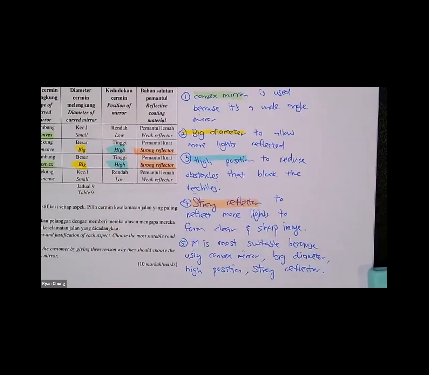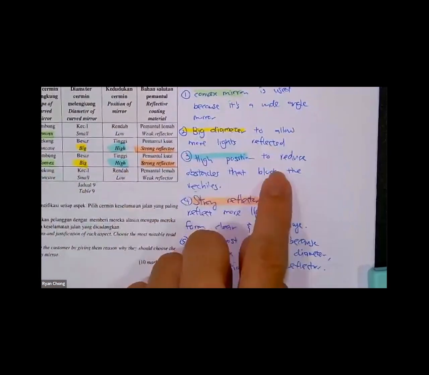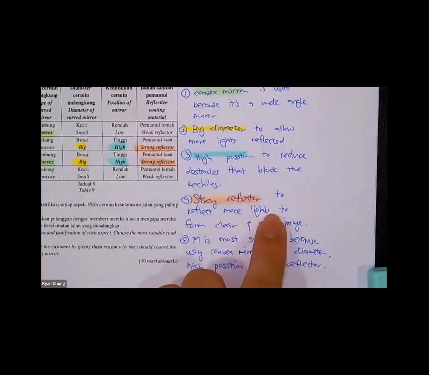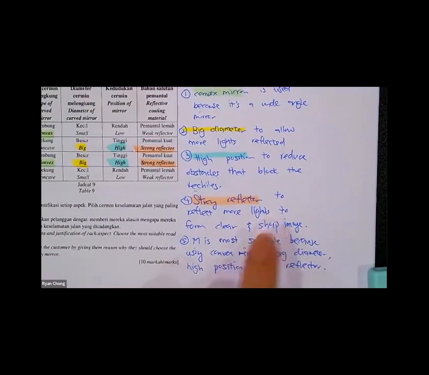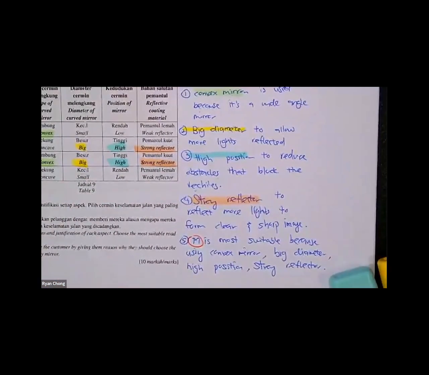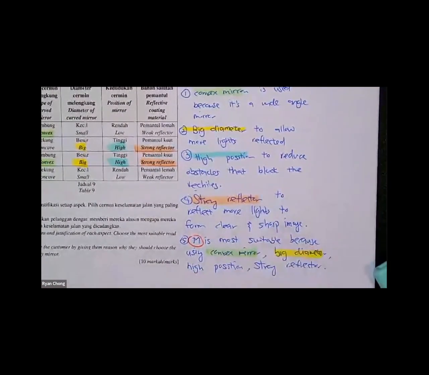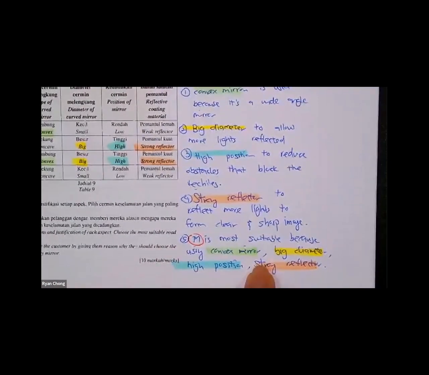Okay, so one choice, one reason. One choice, one reason, one choice, one reason. Here, 4 choices, 4 reasons, 8 marks. The last mark will be you choose M. You choose M, and then the 4 reasons: convex mirror, big diameter, high precision, strong reflector. Rewrite back the choice that you put, 1 mark, and then the reasons for the choices. Then you get 8 marks, 10 marks.